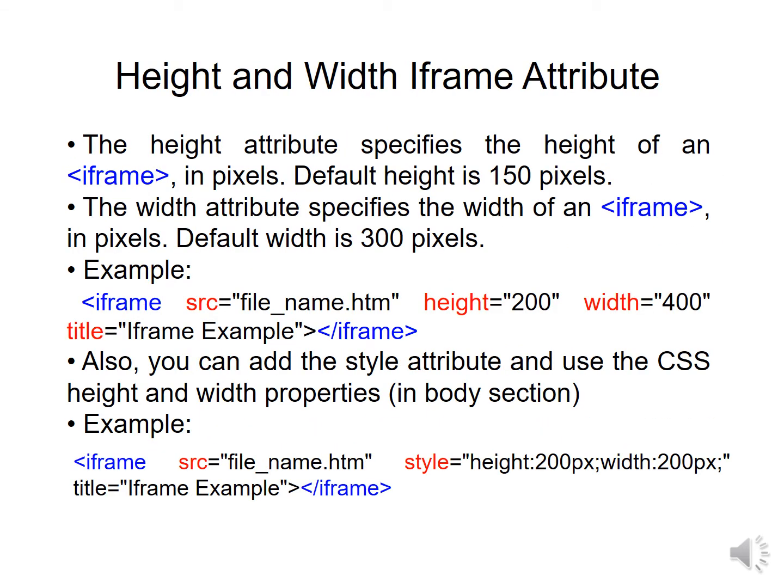Height and width iframe attribute. To specify the size of an iframe, use the height and width attributes. Or you can add the style attribute and use the CSS height and width properties. The height and width of an iframe are specified in pixels by default, but you can also set these values in percentage. The default width of an iframe is 300 pixels, whereas the default height is 150 pixels.